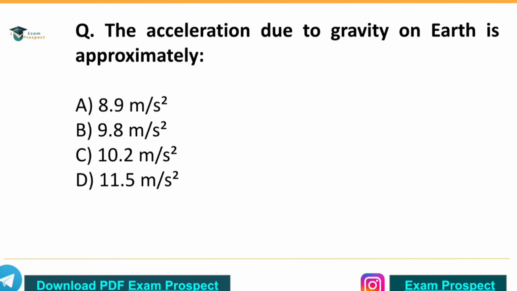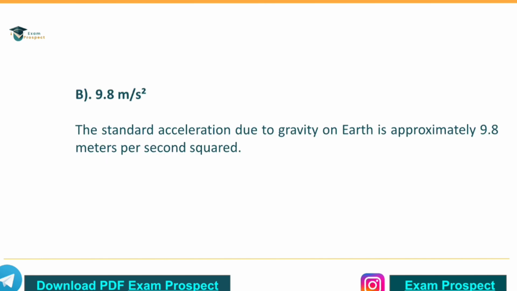Next question. The acceleration due to gravity on Earth is approximately, the correct answer is option B, 9.8 meters per second squared. The standard acceleration due to gravity on Earth is approximately 9.8 meters per second squared.